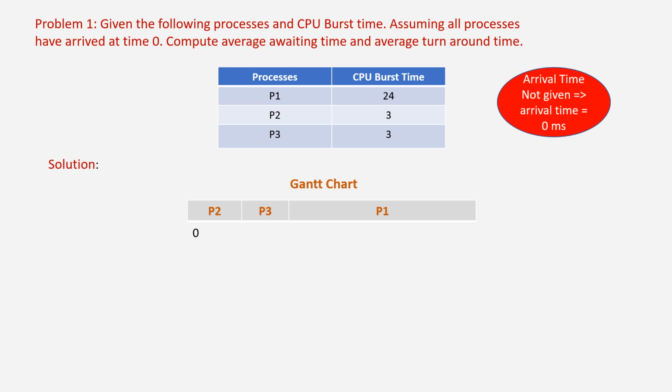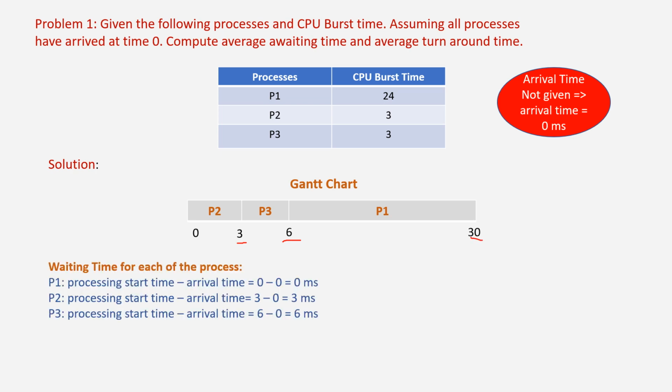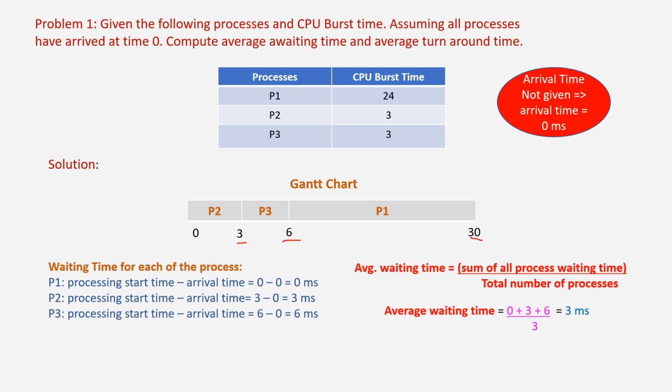So P2 is allocated the CPU, and it gets executed for 3 milliseconds. Next shortest job is P3, which will start its execution at 3 milliseconds and end at 6 milliseconds. Then next is P1, which will start at 6 and finish at 30. So the waiting times for those processes are 0, 3 and 6. Now if you compute the average waiting time, it's only 3 milliseconds.